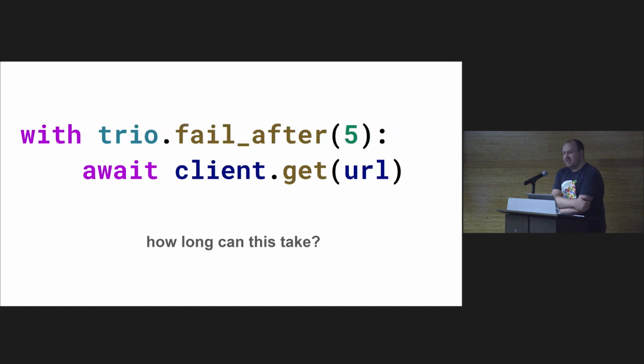So let's look at a different style of timeouts. I talked before about the idea that you can wrap a subtree of your structured program in this way. So we say with trio.fail_after(5): await client.get(url). How long can this take in the worst case?